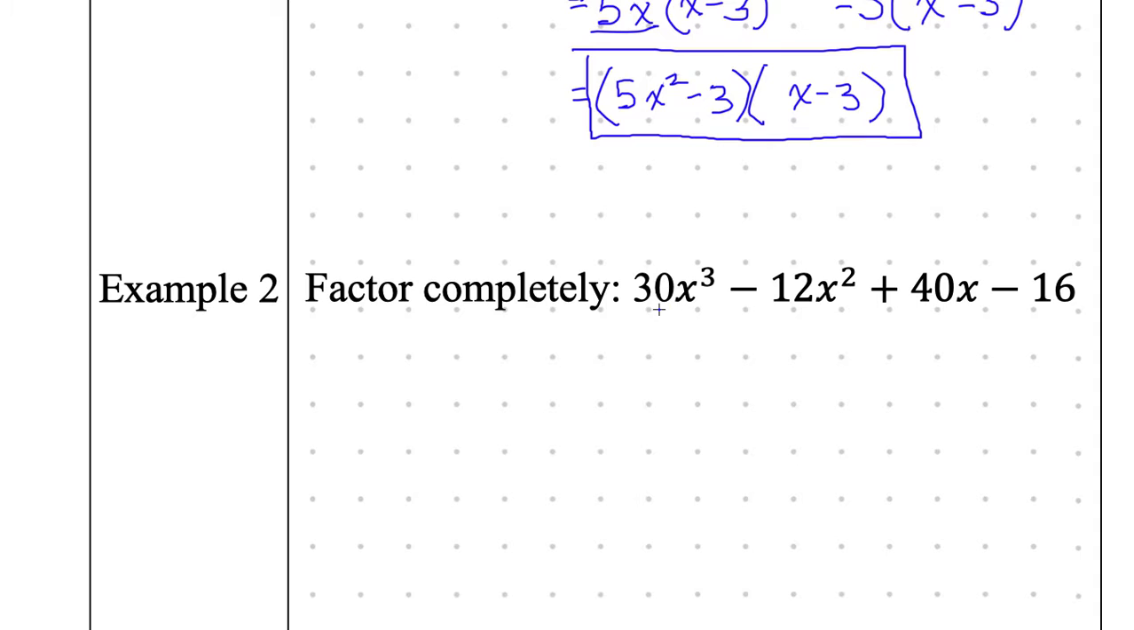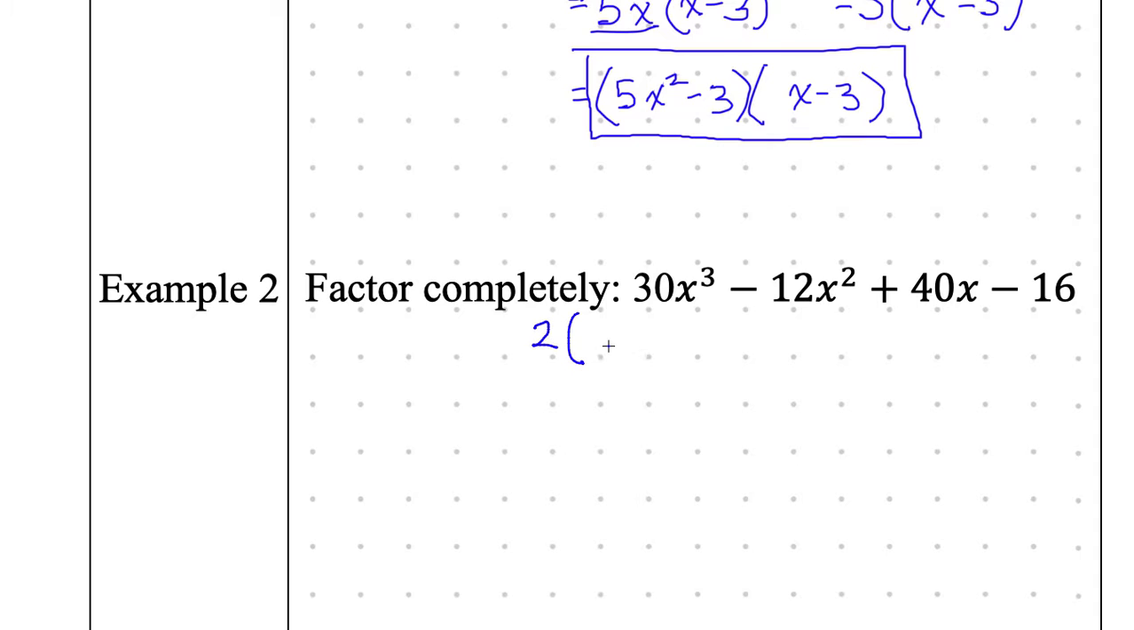Is there a GCF, a greatest common factor? Looks like 2. It might be 4. Oh, 4 doesn't go into 30. 4 goes into 32 though. So I think the greatest common factor here is just 2. There's no x I can factor out because there's no x here. Yeah, it's just 2.